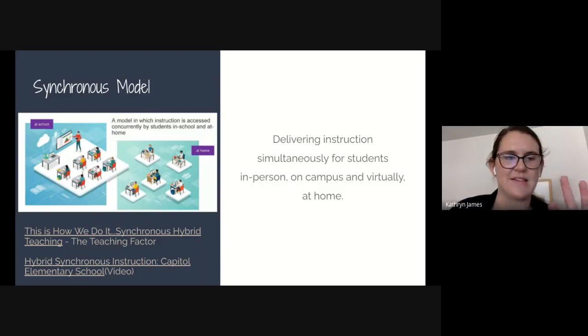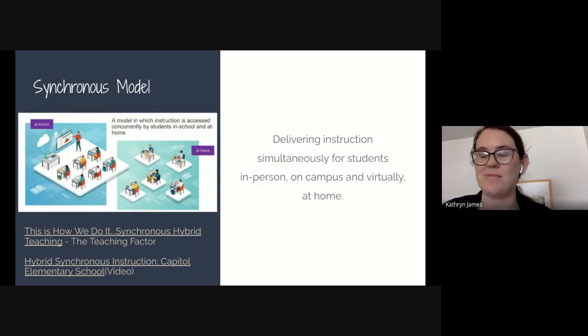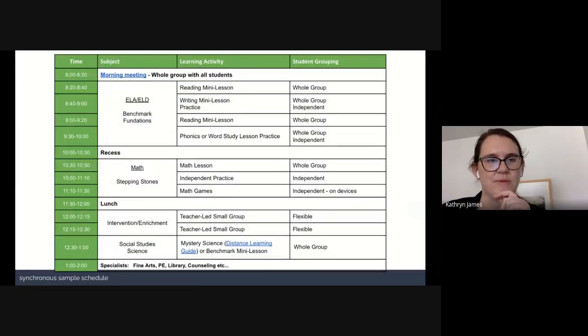If you look carefully at this image, you'll see that some students do not have a computer in front of them in this particular example, but they're working on books, and the teacher is up there at the front teaching live and being recorded to the students who are at home. We've linked here 2 articles that we highly recommend if you would like to learn more about the synchronous model. But we're going to go forward and look at what this might look like from a schedule perspective for a classroom.